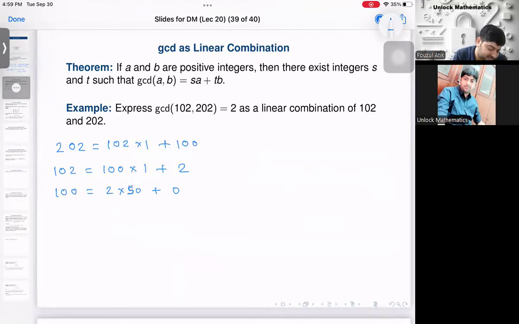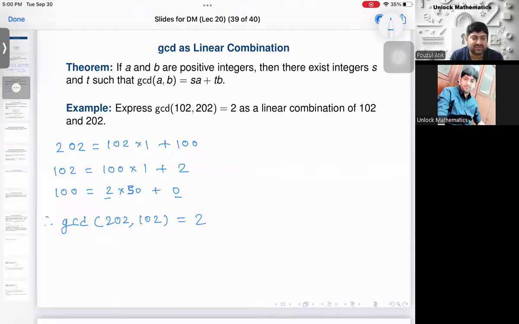And we can see that the remainder I got is 0. So we'll stop the algorithm. And we can see that GCD is 2 by using the previous method. So we have GCD of 202, 102 is equal to 2.